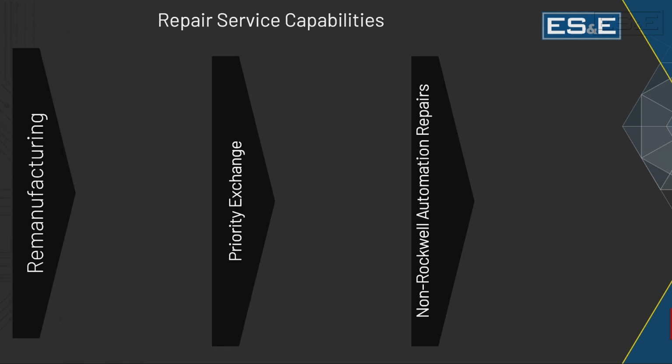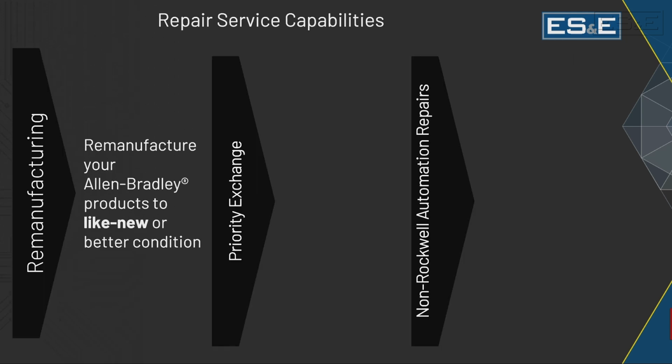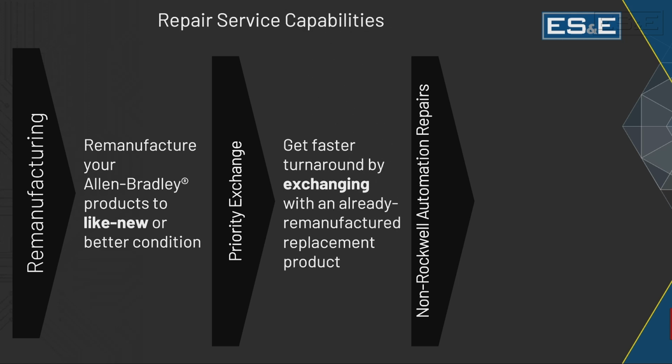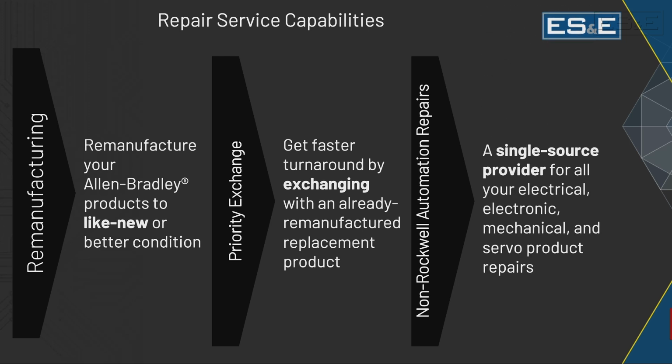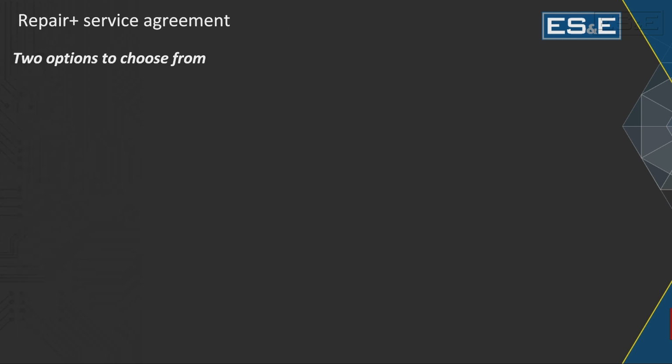And then it uses our remanufacturing services, the repair service capability. Remanufacturing, just like Cody and I were talking about, is where you take your unit and we remanufacture it to like-new or better condition. And then we have the priority exchange, which is that 48-hour turnaround time. If we have a unit in the hub, then we can have you a replacement unit within 48 hours. That's how the priority exchange works. And if you're looking for a single source for non-Rockwell Automation repairs, we can help you with that as well. So there are two options with the Repair Plus service agreement.